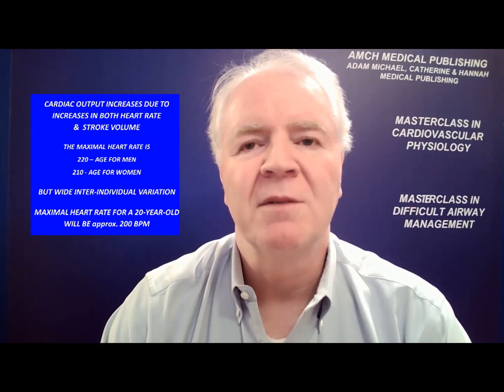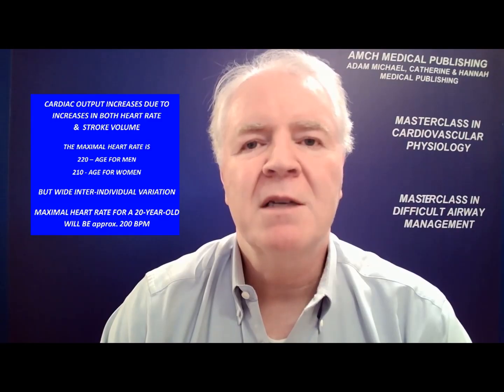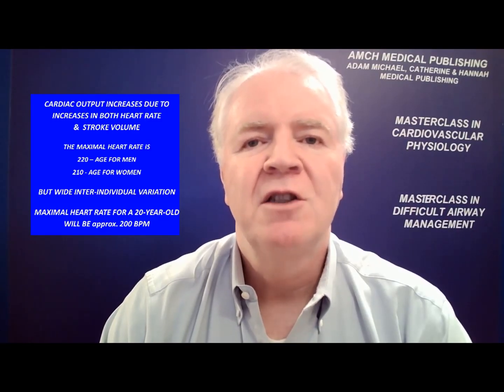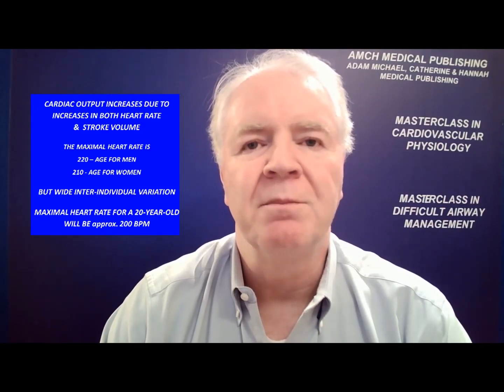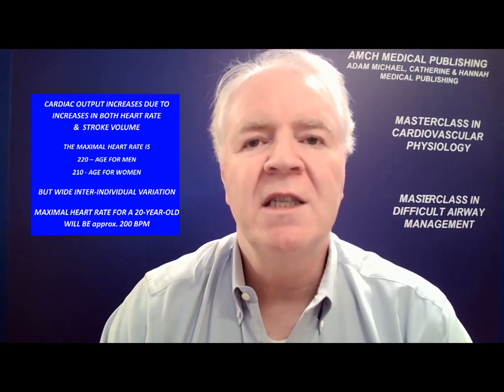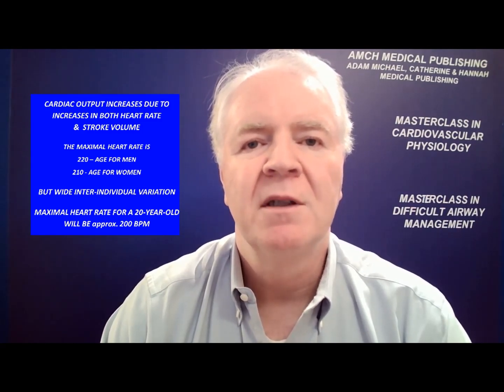So let's talk about determinants of cardiac output. The maximal heart rate for men is 220 minus age and 210 minus age for women. But this shows wide inter-individual variation. But maximal heart rate in a 20-year-old will be about 200 beats per minute.